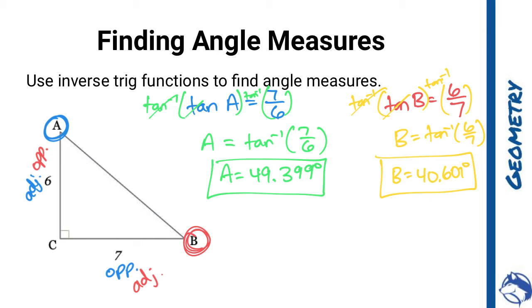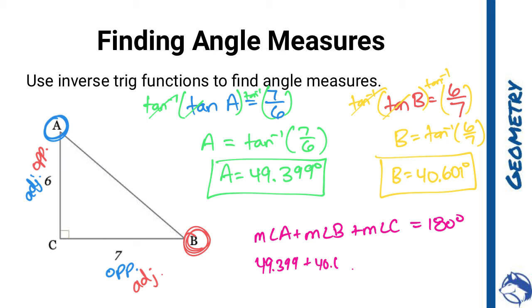And what's nice about this is if I wanted to double check my work, I know that all of them added together have to equal 180. So I would do the measure of angle A plus the measure of angle B plus the measure of angle C, and I'd want to see if it equals 180 degrees. Well, A is 49.399, B is 40.601, and C is exactly 90 degrees.